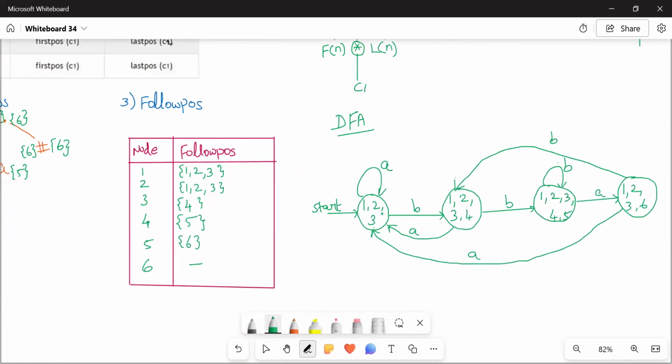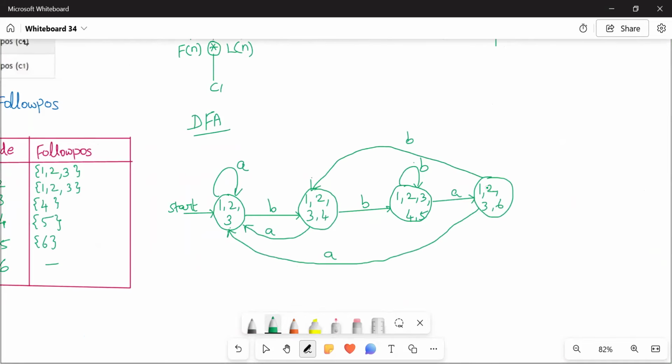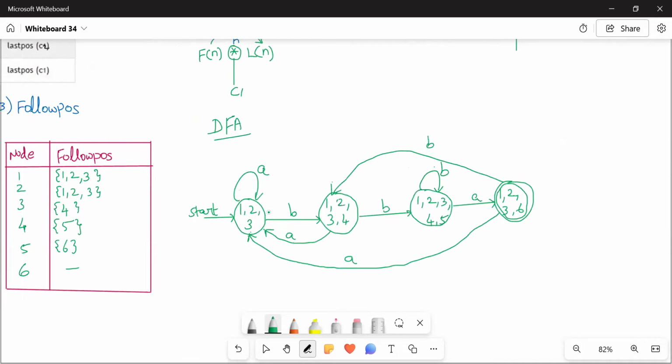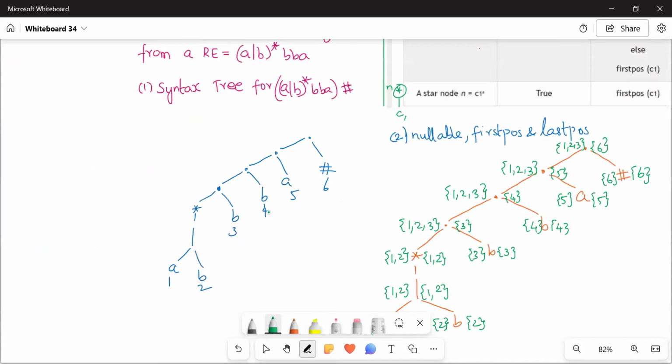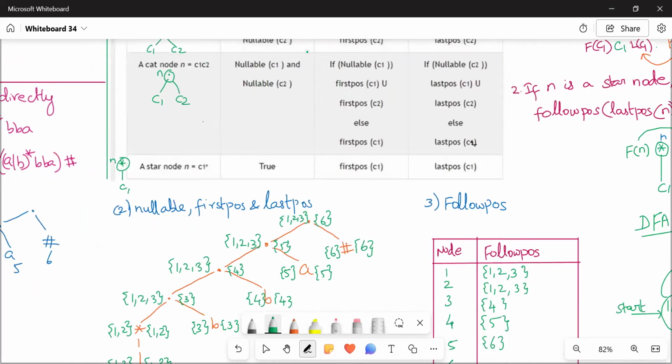So what are all the states containing 6 are the final states? Only this state has 6. So we need to mark this state with the double circle. So this is now a final state. So this is the resulting DFA for our given regular expression. And this is the direct method. Okay, thank you.